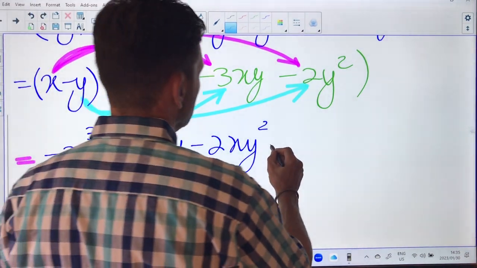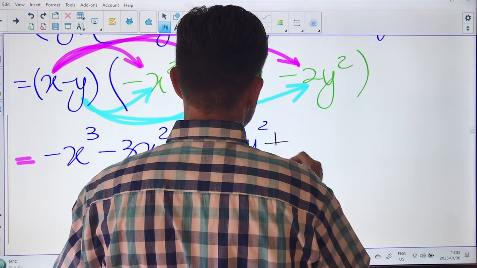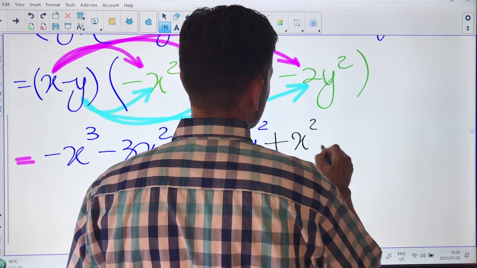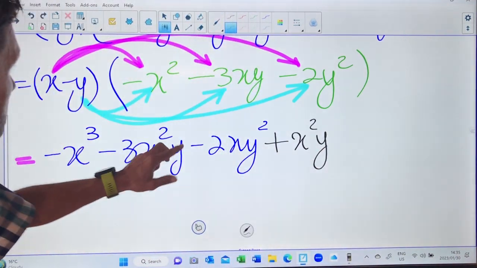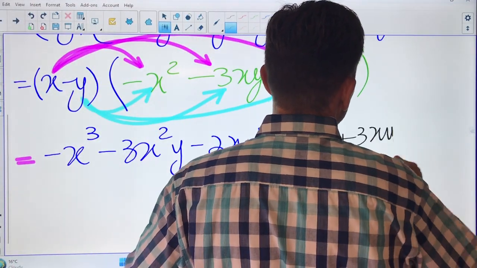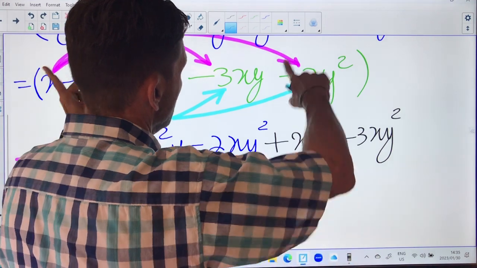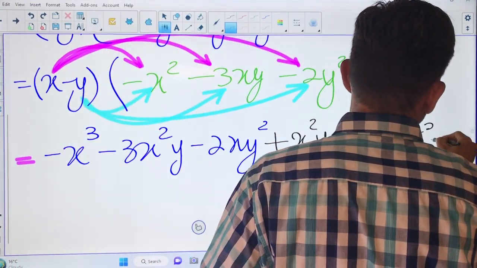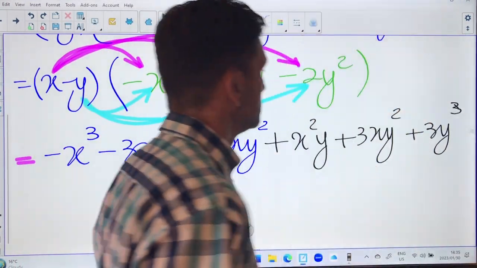Y times that is minus y times minus is plus x squared y. Note, I'm still sticking to alphabetical order. That times that is plus 3xy squared. And the last one would be plus 3y cubed.